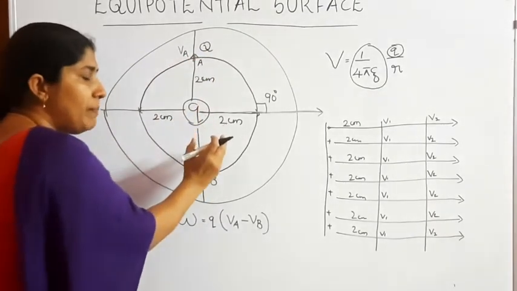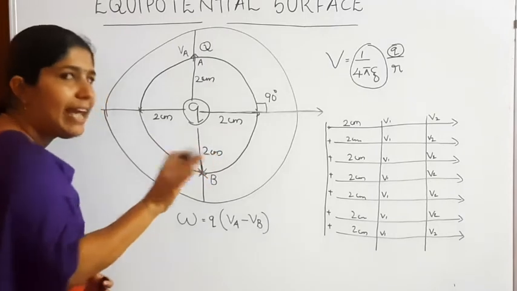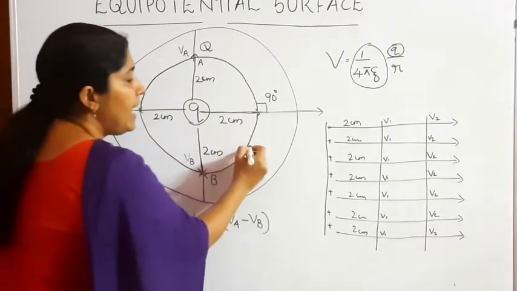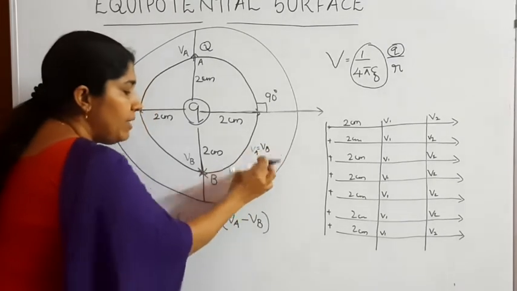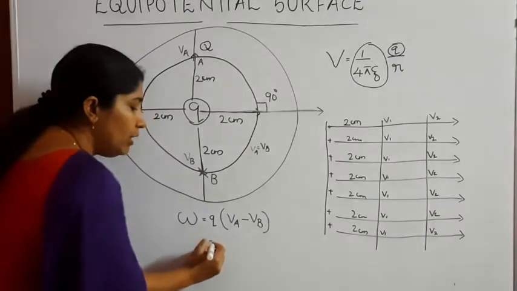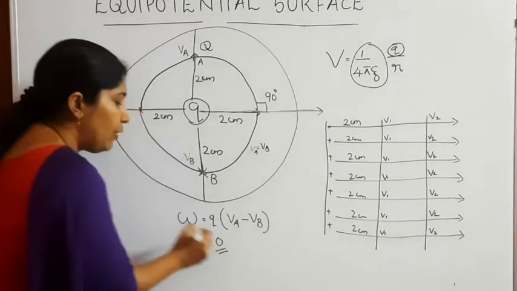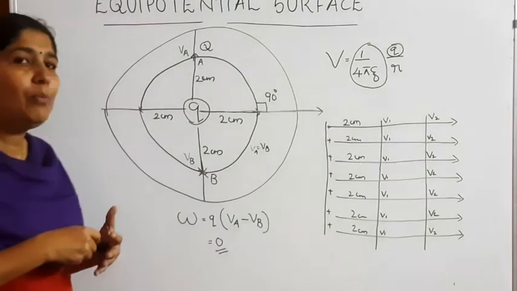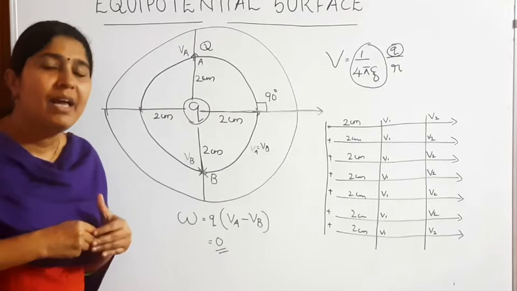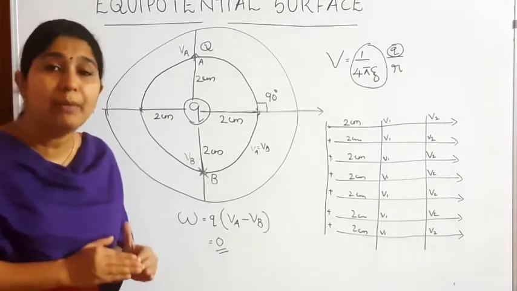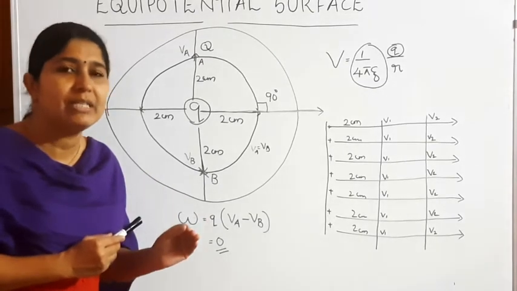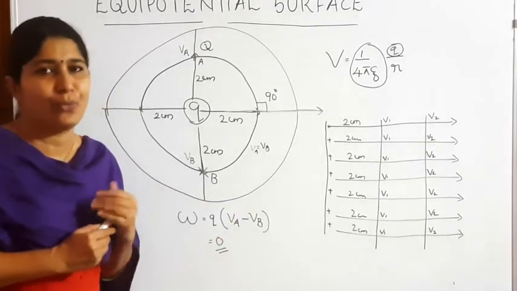Equipotential means same potential everywhere. So VA is equal to VB. If VA and VB are the same, what about the work done? Work done is equal to 0. Therefore, the second point regarding the equipotential surface is that the work done to bring a charge from one point to another point on an equipotential surface is equal to 0.